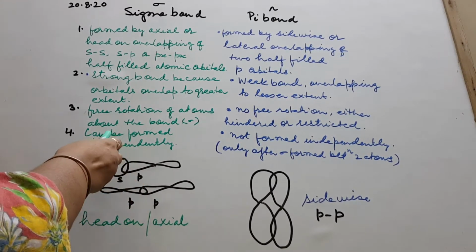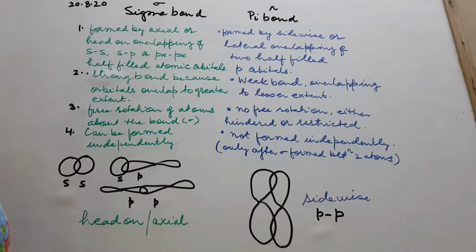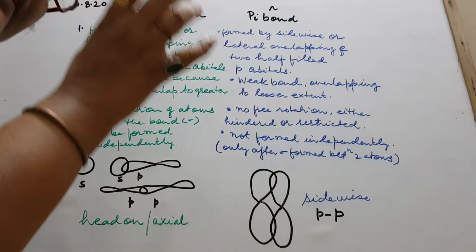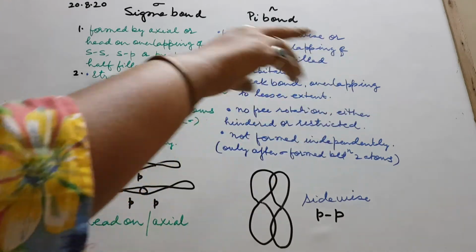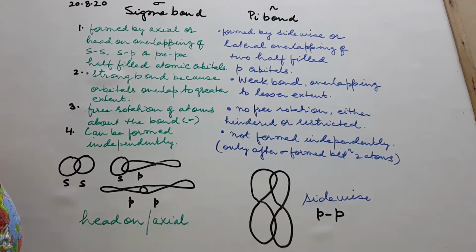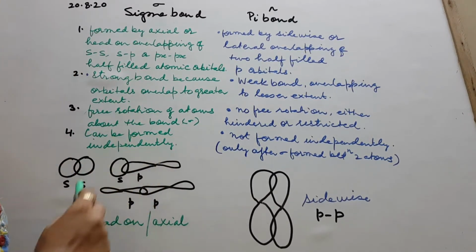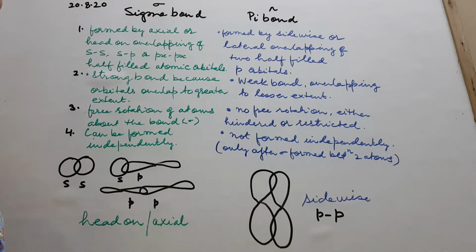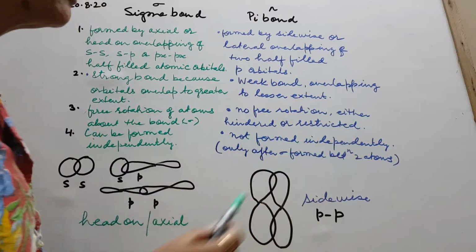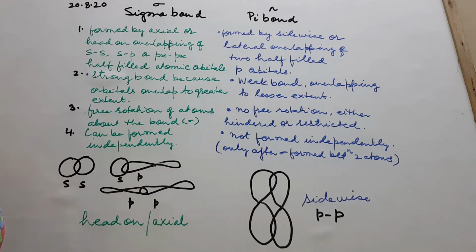Then, this can be formed independently. Children, whenever a single covalent bond is formed, the first covalent bond is always sigma. And once a single covalent bond is formed, the remaining bonds formed between the same two atoms are pi bonds. So a sigma bond has independent existence and can be formed independently. But a pi bond cannot be formed independently. First, sigma has to be formed, then only you can have pi bonds.